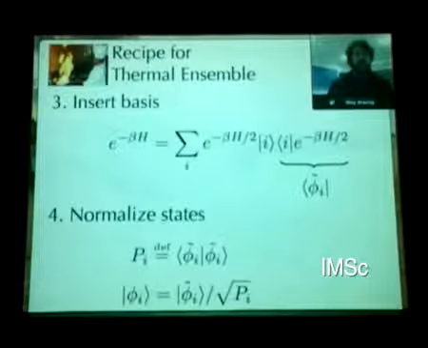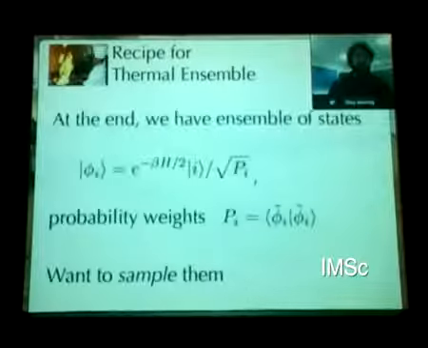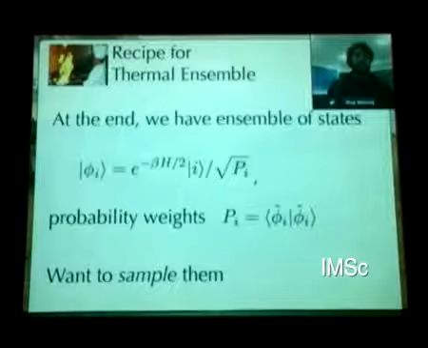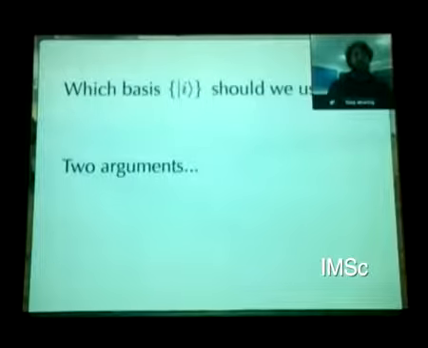But the thing is, you need to normalize the states. The states don't have to be orthogonal to each other, but they do have to be normalized. And normalizing actually gives you the weights p_I. So at the end, you normalize the states, e to the minus beta H over 2 applied to your basis states I, and once you normalize them, that gives you p_I. It's easy to show that if you sum up the outer products of the phi I weighted with the p_I, it recovers the density matrix. So you've made one of these ensembles, and now you want to sample the phi I with relative probability p_I. So you want to take a random walk in the space of the phi I's. And if you take an expectation value, you're guaranteed to get the right thermal average.